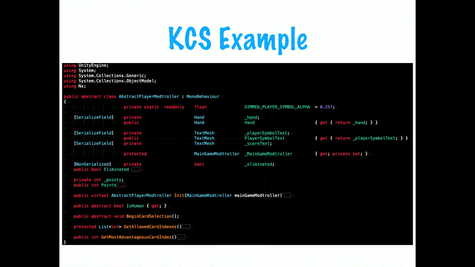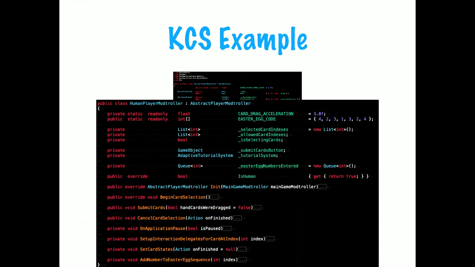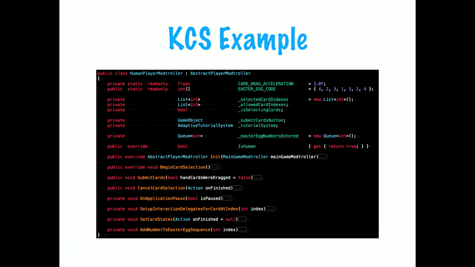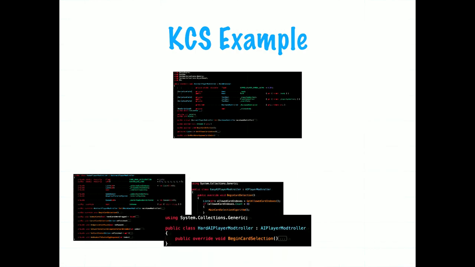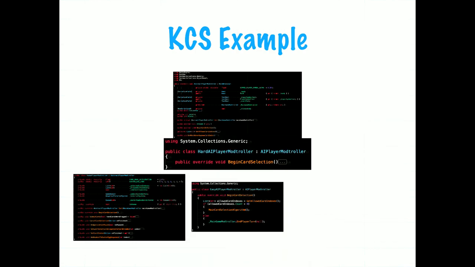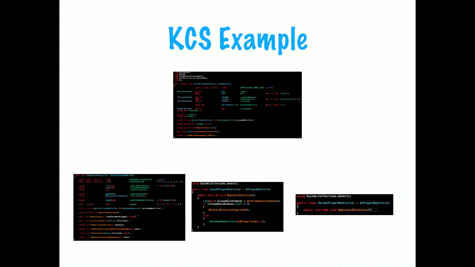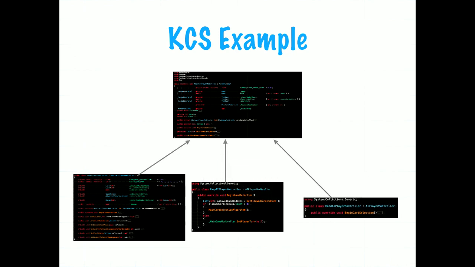Here we go. So we have an abstract player, and it has kind of a unified interface. You begin the card selection, you get the allowed card index that the person is allowed to play, and get the most advantageous card index, that's for the AI to use, but that's there anyway. And we have three classes that inherit from this: human, easy AI, hard AI. This is the actual code in Kansas City Shuffle, and they all inherit from this parent class here.